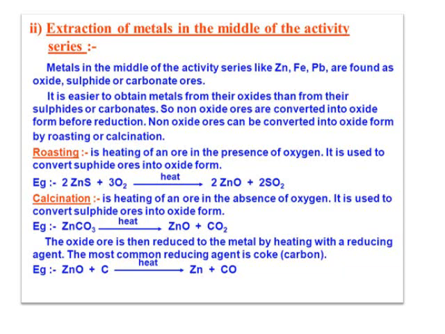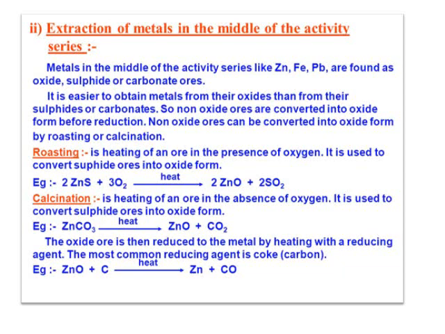So 2ZnS plus 3O2 gives, on roasting, 2ZnO plus 2SO2. So zinc sulfide is converted into zinc oxide by the process of roasting. Now let us see calcination.